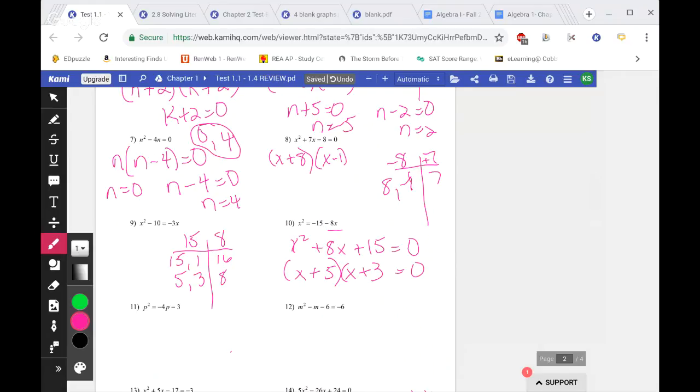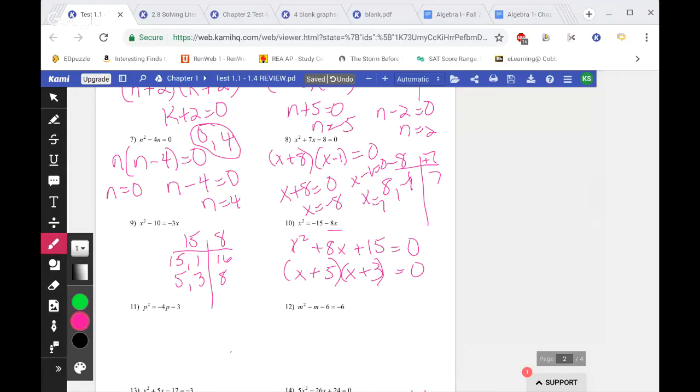You know what I didn't do, Brookie? On this one up here, I didn't set it equal to 0 and solve, and I'm really sorry. Oh no, you're good. So x plus 8 equals 0 gives x equals -8, and x minus 1 equals 0. So x equals 1. So your final answers are -8 and 1. Perfect. And they have to be in a set.